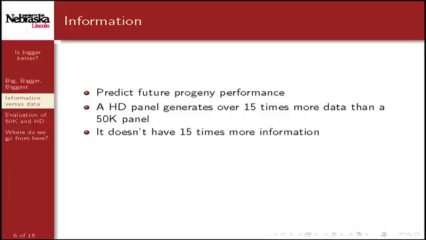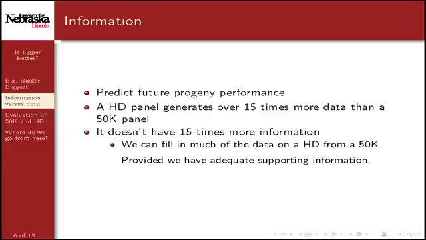If it did, it'd be a no-brainer. We just kind of go through and use that. And you can see part of it. You saw a number of talks talking about imputation, imputing up from a lower density panel to a higher density panel. And with the 50K, we can get up to pretty close to 770 by filling in a lot of the data.